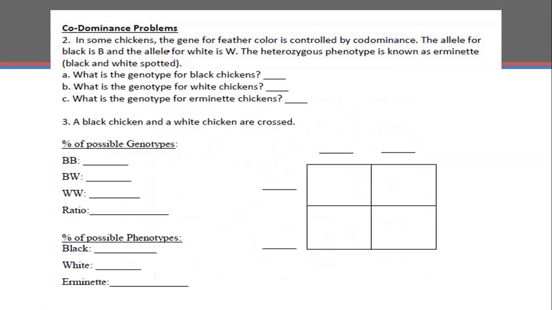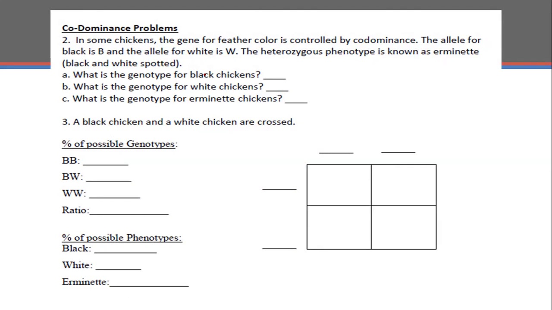In some chickens, the gene for feather color is controlled by codominance. The allele for black is capital B, and the allele for white is capital W. If you notice, both of them are capital letters because no one is dominant and no one is recessive. Both of them are dominant. The heterozygous phenotype is known as erminette. When I say codominant, you have to imagine black and white spots on it. Codominance.